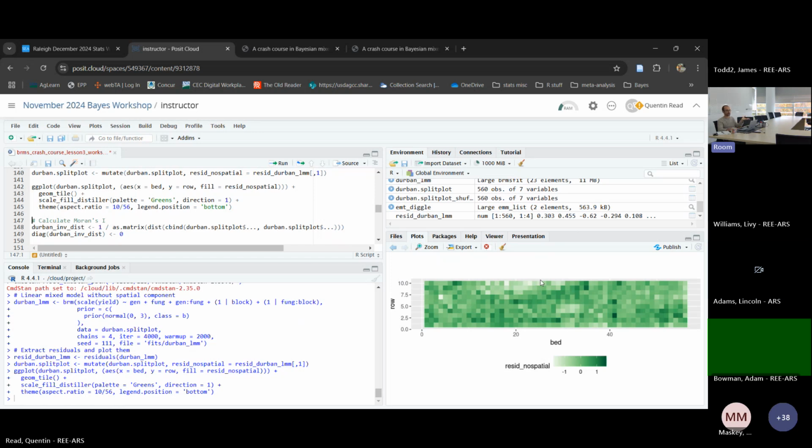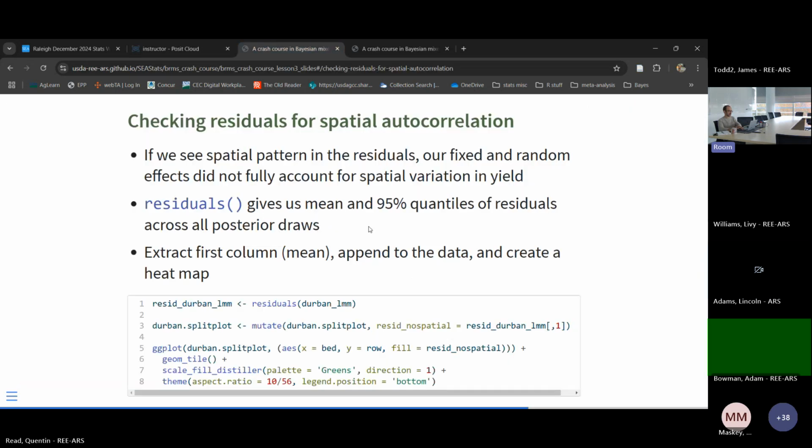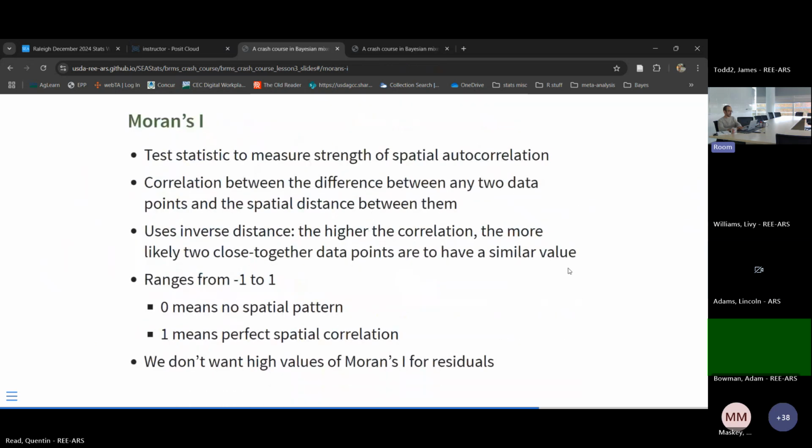None of the fixed and random effects we have in there could deal with that. Same with this area, which maybe has higher positive residuals. The model is underestimating the yield, so there's positive residuals. Here the model is overestimating the yield. That's why there's negative residuals. So yeah, you could say, this is enough for me to say the residuals have a spatial pattern. That could be enough for you.